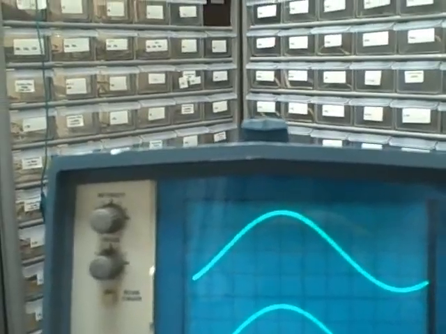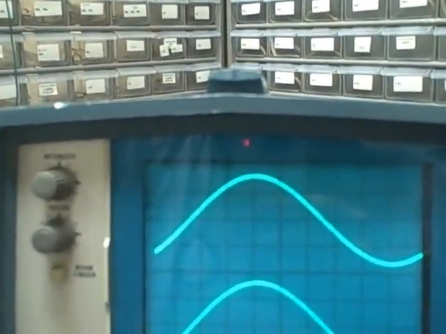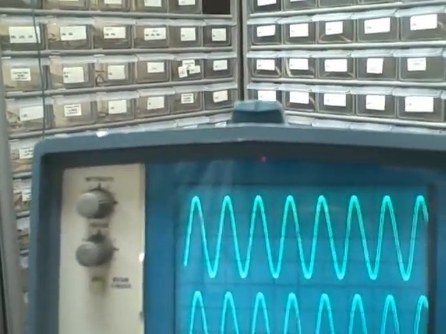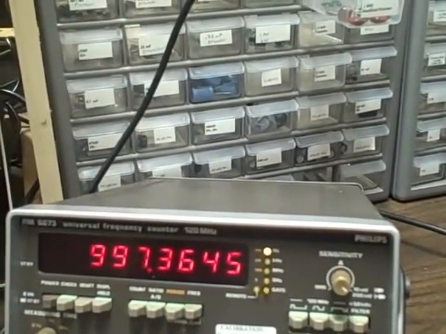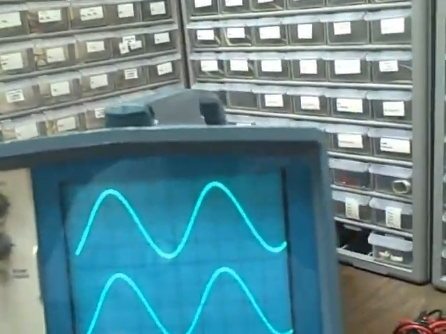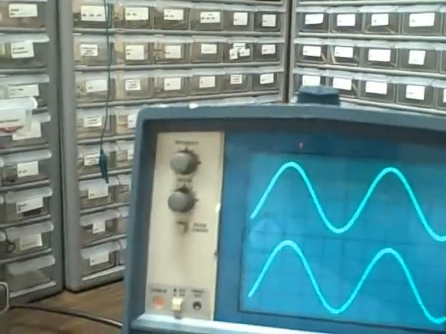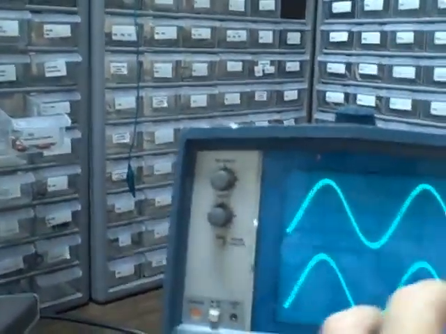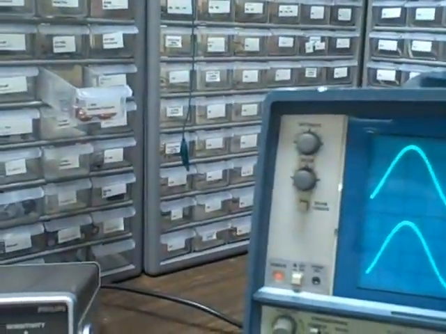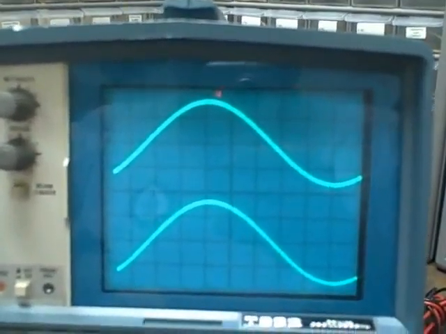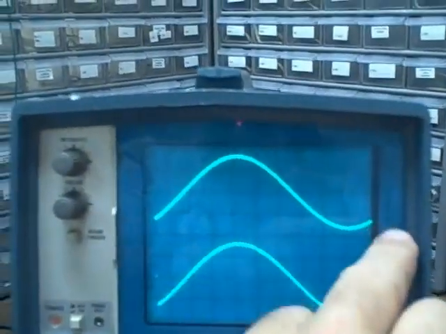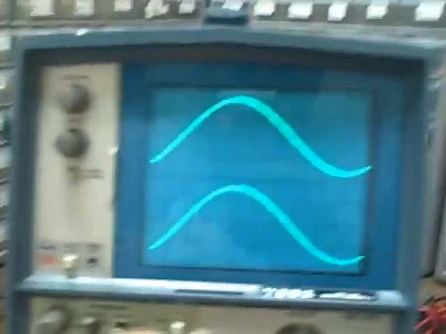If I was to kick this up by a factor of 10 and drop it back down to 1,000, alright, that's essentially 1,000. We're seeing 2 cycles in 10 divisions. I drop this down to 0.1 millisecond per division times 10 divisions, that's 1 millisecond, one cycle, 1,000 hertz.